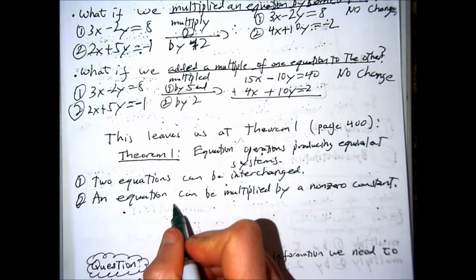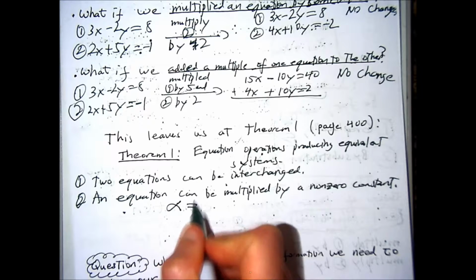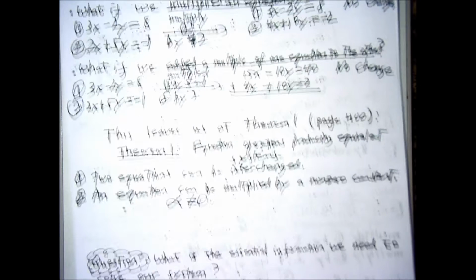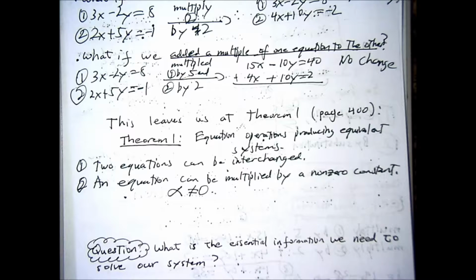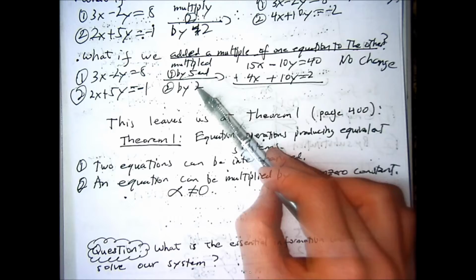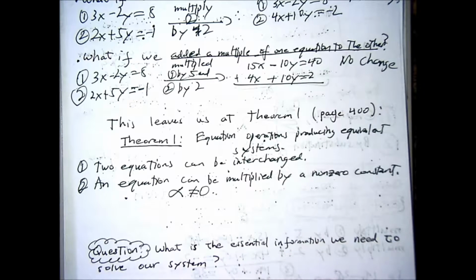And we usually call that some alpha not equal to 0. At least that's what my book called it, so that's what I'm calling it here. But alpha, it's just a number. Don't be intimidated by the notation. It just means it's a constant. So alpha could be 5, like here, or 2, whatever. And it doesn't change the system.